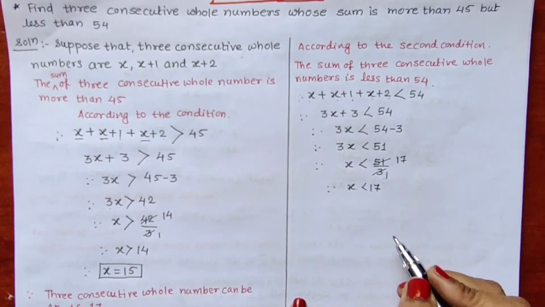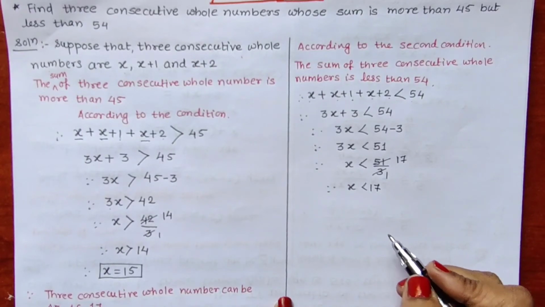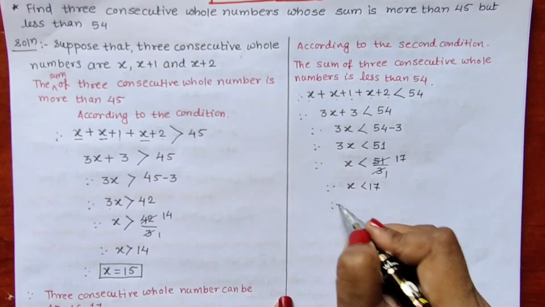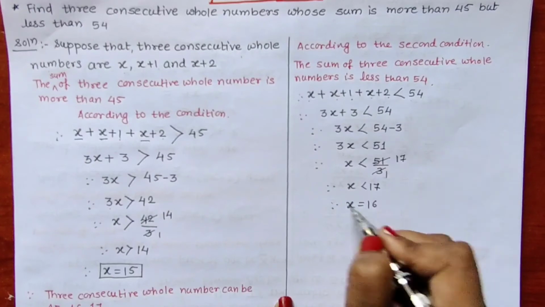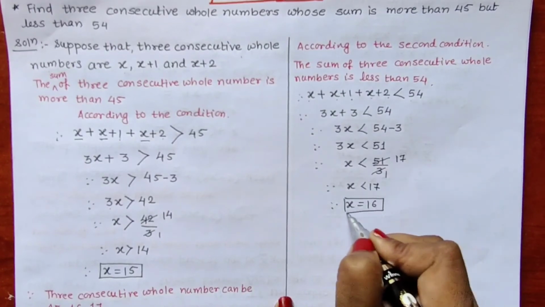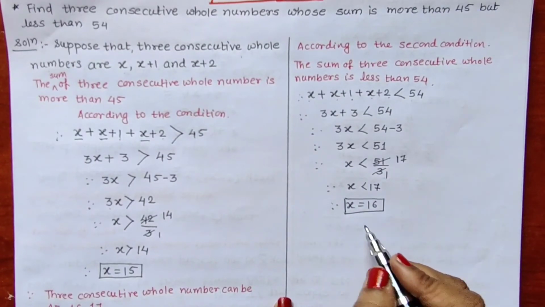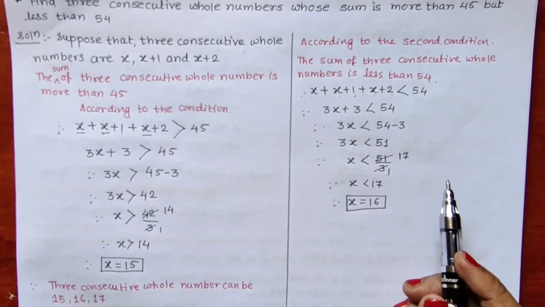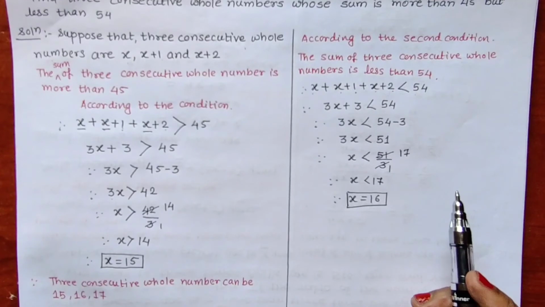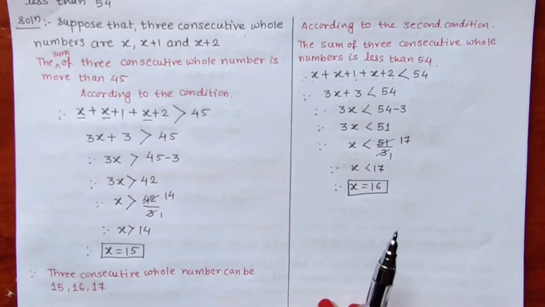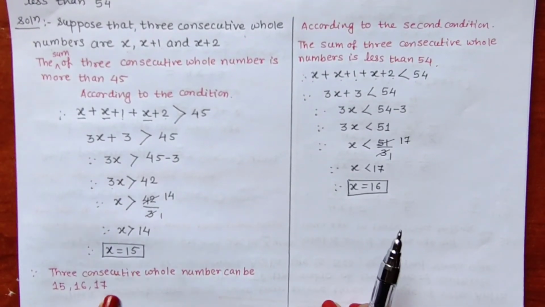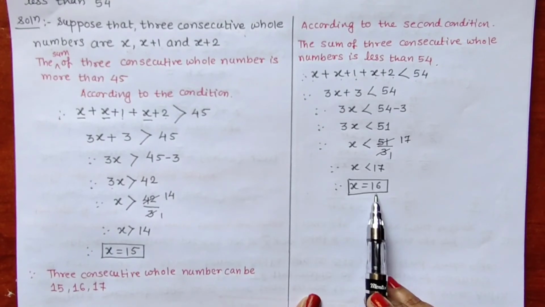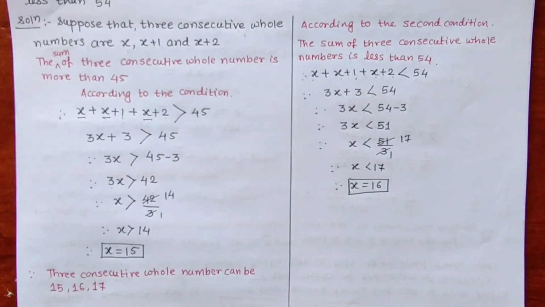So x is less than 17 means x may be 16. It is less than 17 means therefore x is equal to 16. So the numbers may be 16, 17 and 18 or 15, 16, 17. Any 3 numbers will be there. They may be the numbers like this, 15, 16, 17, or here if we are getting 16, the numbers may be 16, 17 and 18. Both the answers are correct.